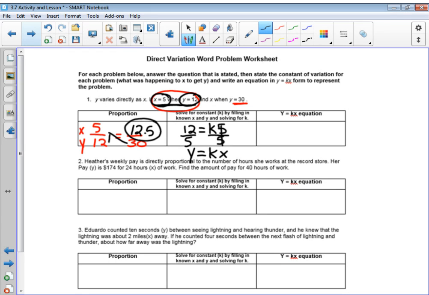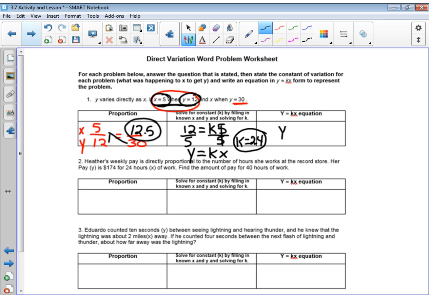Divide by 5. K equals 12 divided by 5, which is 2.4. Okay, so there's the second one, solving for k. And then the third box asks us to write that equation. So we're going to substitute in our 2.4 where k is in the equation. We're going to leave y and x as they are.